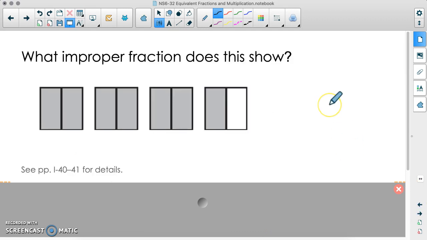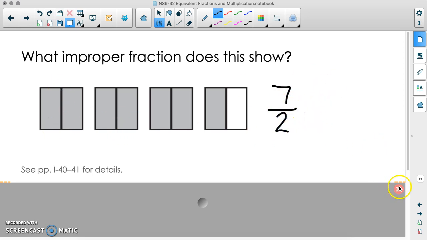So now let's look at this picture. We're going to find equivalent improper fractions using multiplication. So what is the improper fraction for this picture that I'm showing you? Well, we have 1, 2, 3, 4, 5, 6, 7 pieces shaded. Okay, and everything's divided into 2, so our denominator is 2.